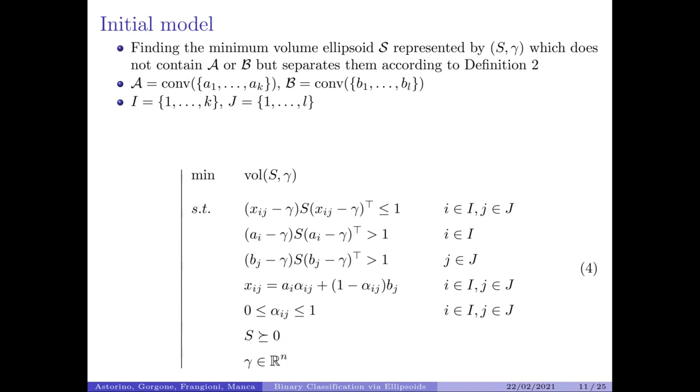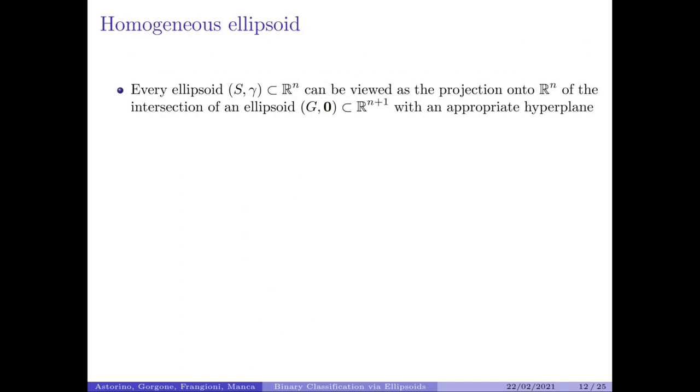And the first thing we did was to get rid of the variable gamma, which represents the center of the ellipsoid. To do that, we use the fact that every ellipsoid in Rn can be considered as the intersection of an ellipsoid in Rn plus one centered in the origin, intersected with an appropriate hyperplane.